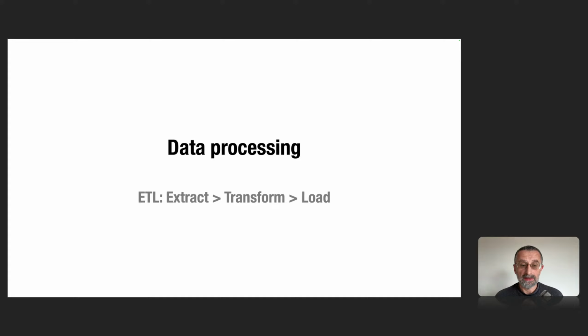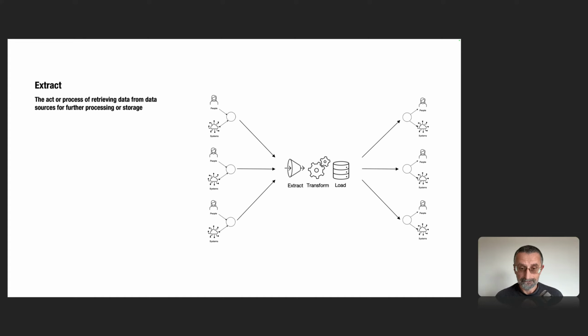So let's start with ETL. As we already mentioned, the middle part of our pipeline is composed in most cases of three different parts: extraction, transformation, and loading. Extract is the act or process of retrieving data from data sources for further processing or storage.